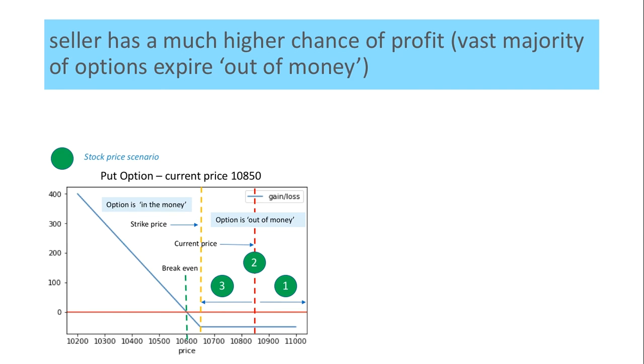And as a buyer, I have to cross a big price hurdle. Not only does the price have to move in my favor, it has to move in my favor significantly enough so that it can break the break even point and allow me to start making money.